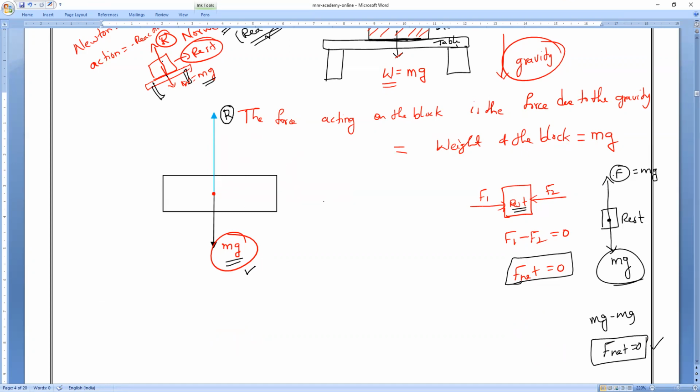So from that, can you tell me R is equal to how much? The body is said to be at rest. R is equal to what? Normal reaction is equal to mass into acceleration due to gravity. Is it okay? Understand now? These both are equal. Clear? Any doubt?